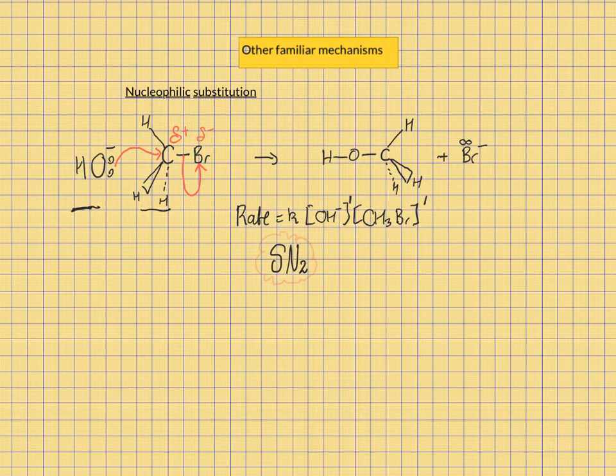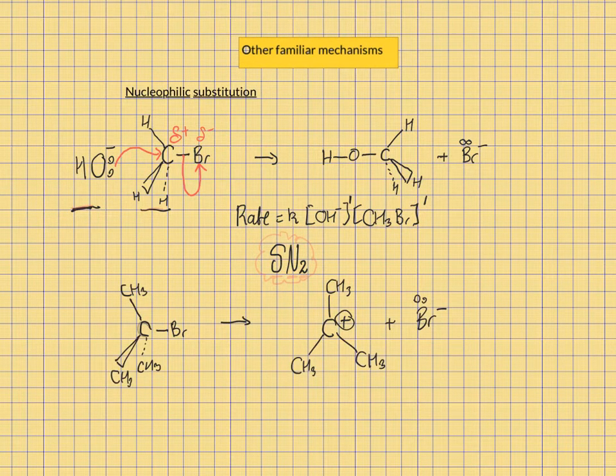Some textbooks call this an SN2 reaction: nucleophilic substitution, 2 particles involved. The old term for this was molecularity, and that was the number of particles involved in the rate determining step. So the molecularity of this reaction is 2, because there are 2 particles colliding in the slowest step, the rate determining step.